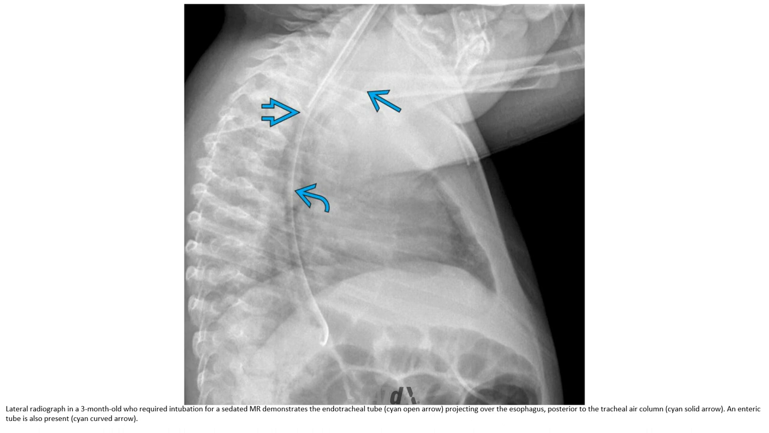This is another radiograph in a 3 month old who required intubation for acidosis. However, it demonstrates the endotracheal tube projecting over the esophagus, posterior to the trachea and carina.